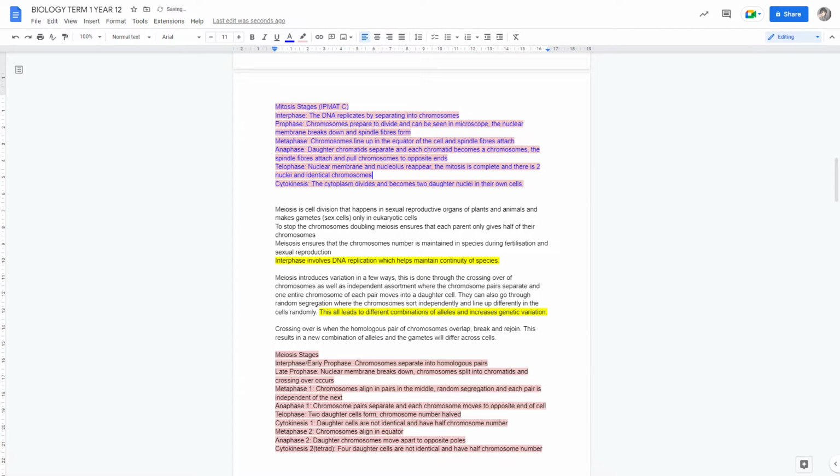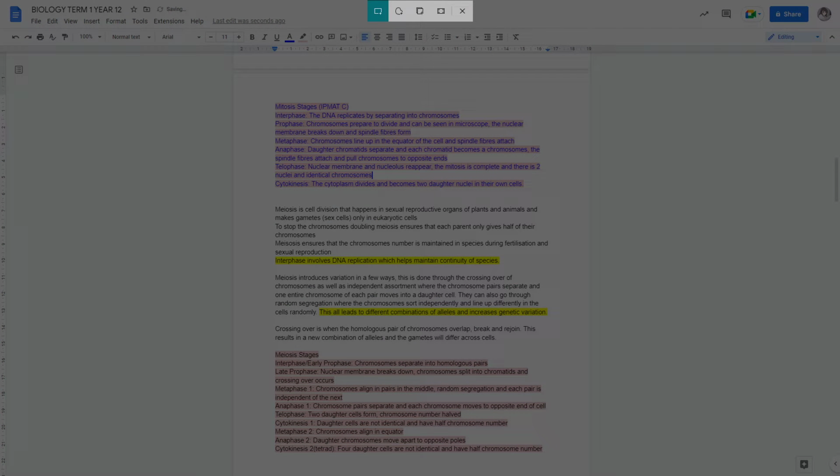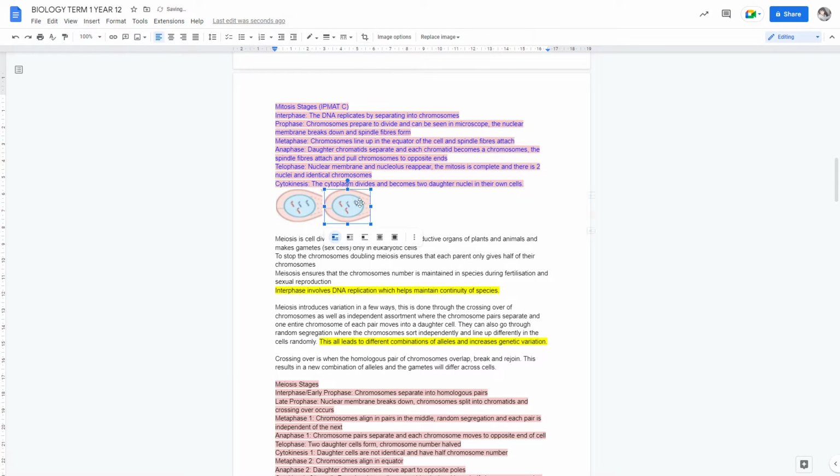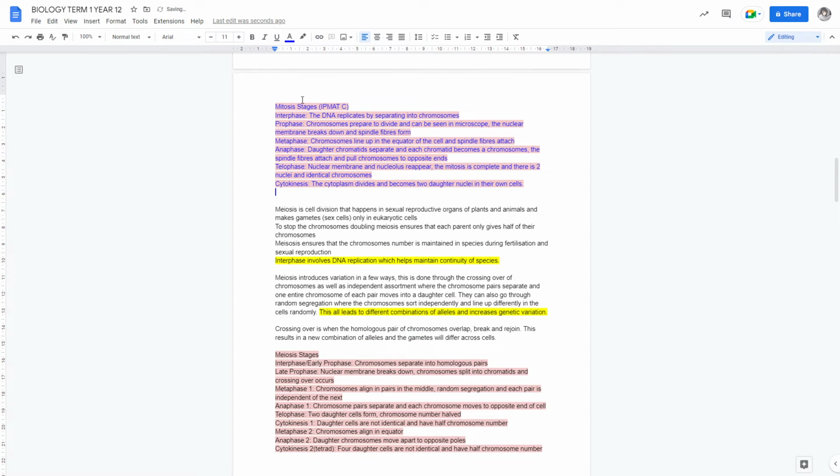Now in cytokinesis, we're going to end up with two of these, and that's pretty much what it is. The cytoplasm would divide, and we'd have two perfect circles with the daughter nuclei with the chromosomes inside them. And that's pretty much exactly what mitosis is.